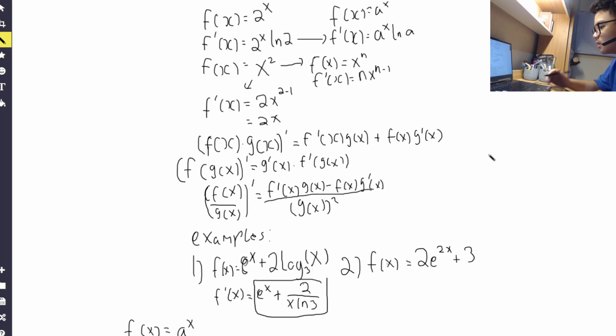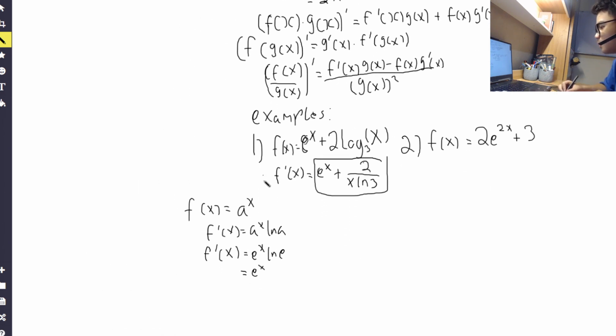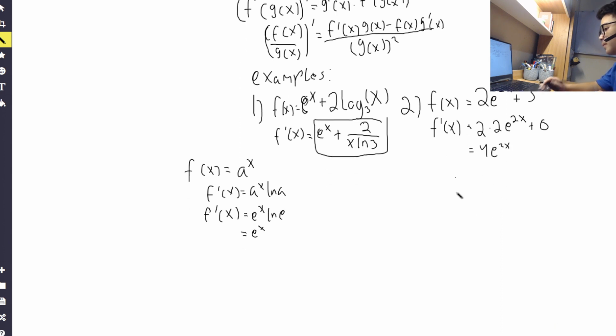I haven't explained the chain rule yet. So f'(x) will be, we can take the 2 out, so we have e to the 2x. We take the derivative of 2x, which is just 2, right? So 2 times 2 e to the 2x, plus 0, which is 4e^(2x). That's for number 2.